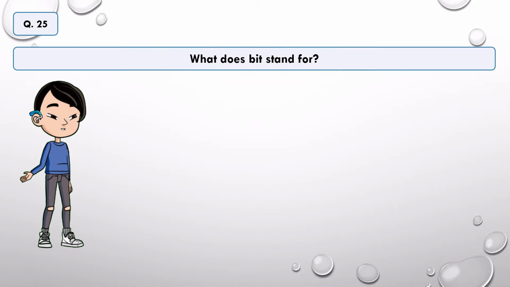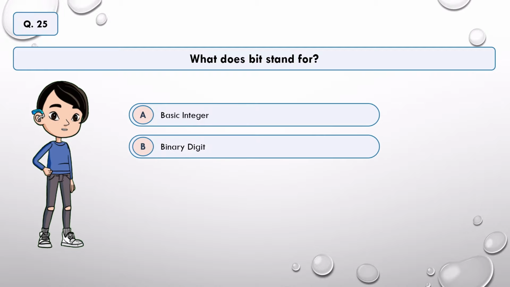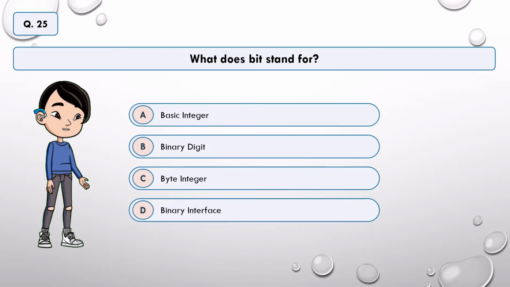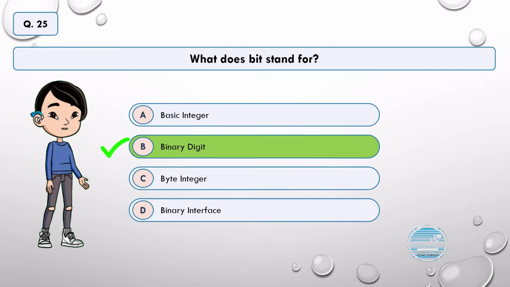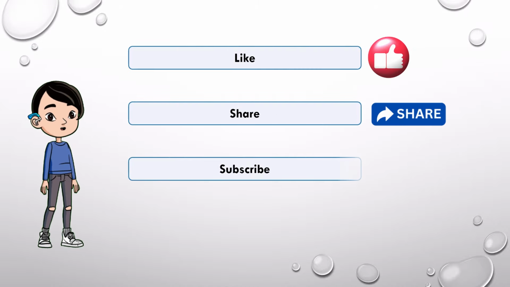Question 25. What does bit stand for? Options are A. Basic integer, B. Binary digit, C. Byte integer, D. Binary interface. Answer is binary digit.